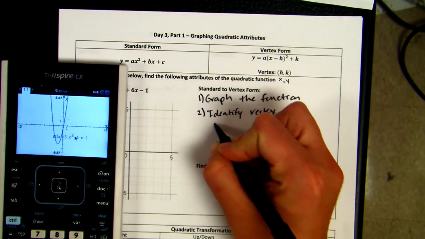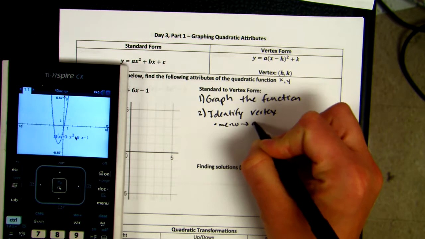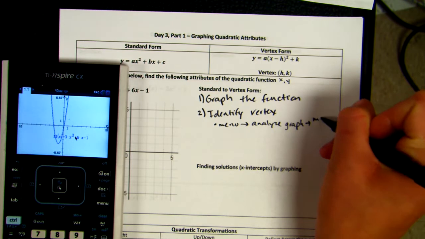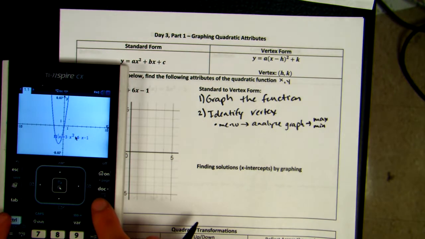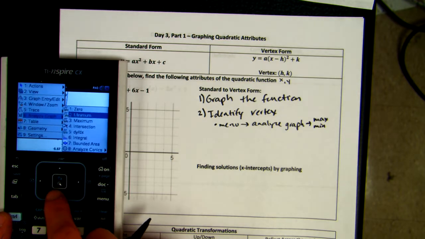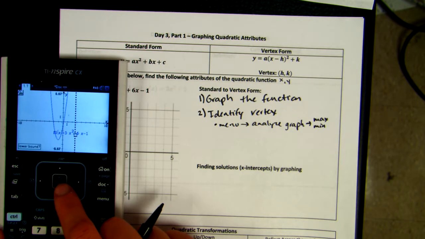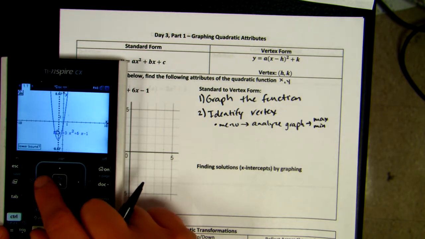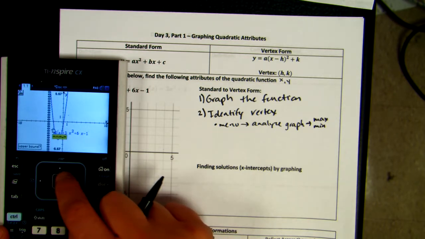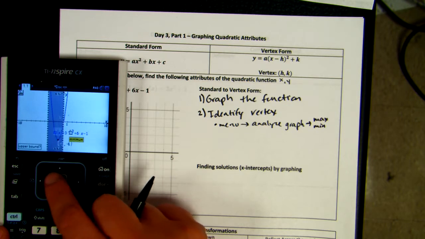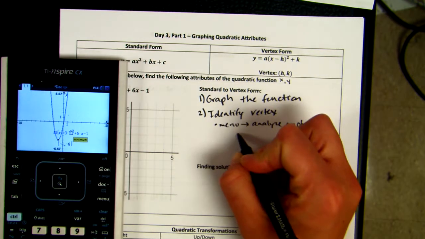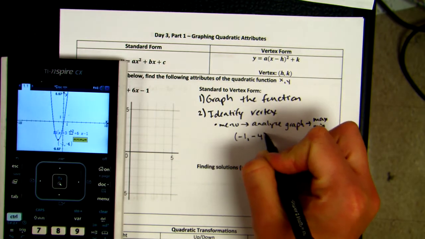So to identify the vertex, we do Menu, Analyze Graph, and then we pick a maximum or minimum. In this case, we're picking minimum. So Menu, scroll all the way down to Analyze Graph. We're finding a minimum in this case. And then you should see this dotted black line. Scroll to the left of your function first and press the center button. Then scroll to the right of your function, keep scrolling, and then press the middle button. And we should get that our vertex is at the point (-1, -4).